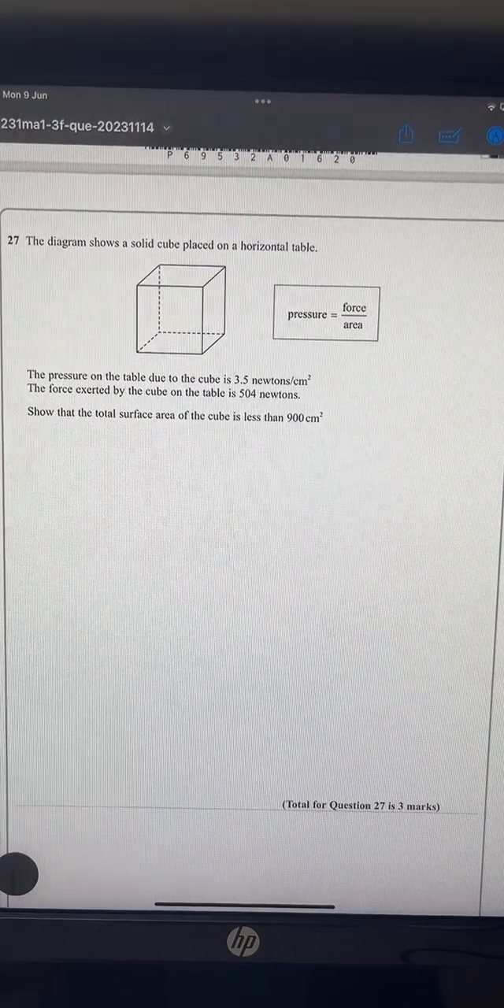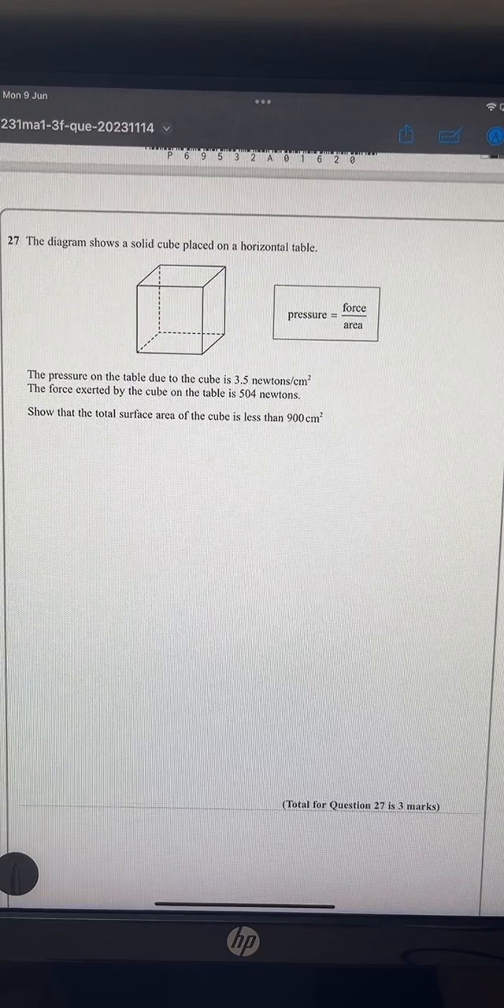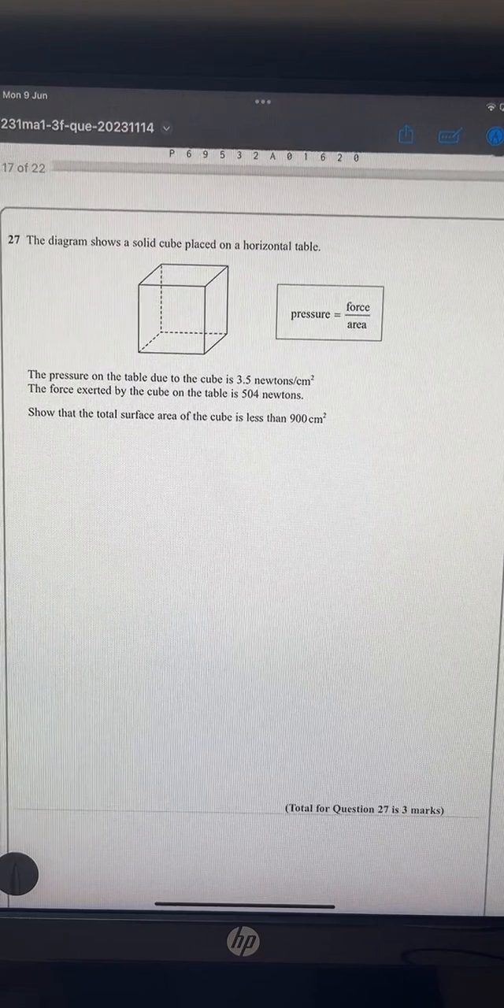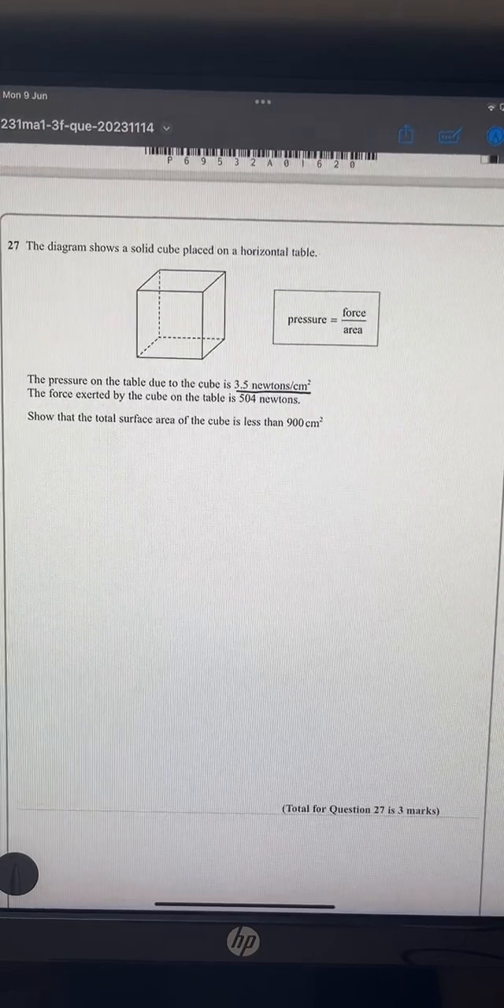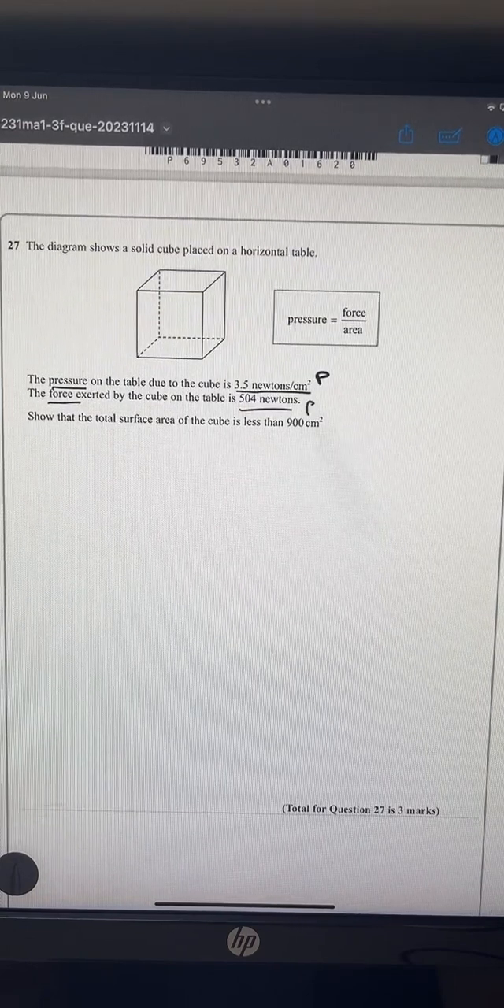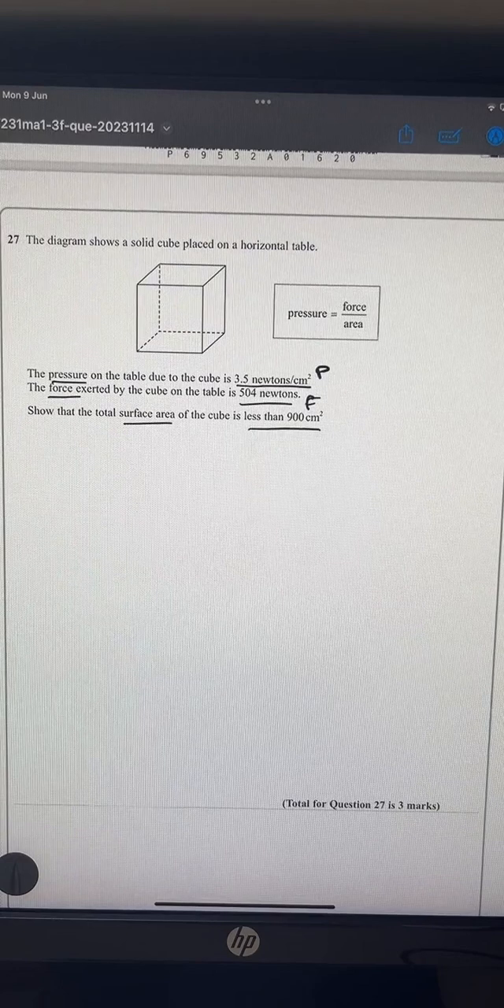Question 27. The diagram shows a solid cube placed on a horizontal table. Well, I don't see a table, but there's a cube. Let's just believe the pressure exerted on the table due to the cube is 3.5 newtons per centimeter squared. If the units throw you off, ignore them for now while you read the question. The force exerted, so that's the pressure, that's the force. I put above here P. The force exerted is 504 newtons. That's F. It kind of helps to put the letters by the numbers. Show that the total surface area of the cube is less than 900 centimeters squared.